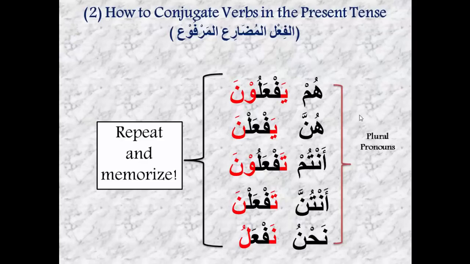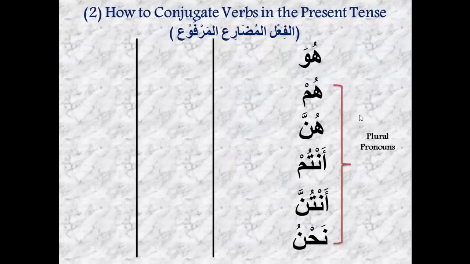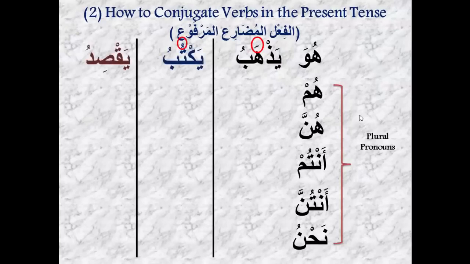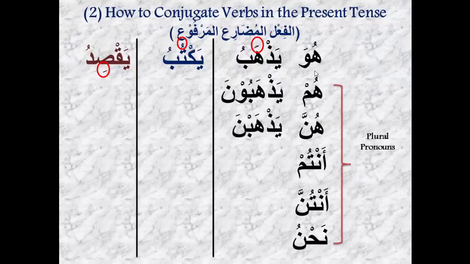On to some examples. We'll be using the same verbs: yadhhab, yaktub, and yaqsid. So for hum, remember we've added una to the end. Huwa yadhhab, hum yadhhabuna. Hunna yadhhabna, antum tadhhabuna, antunna tadhhabna, nahnu nadhhab.